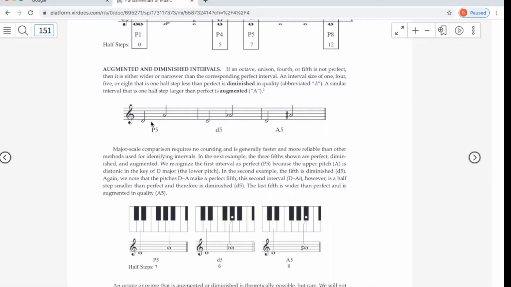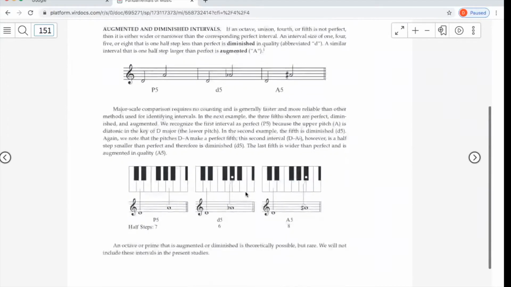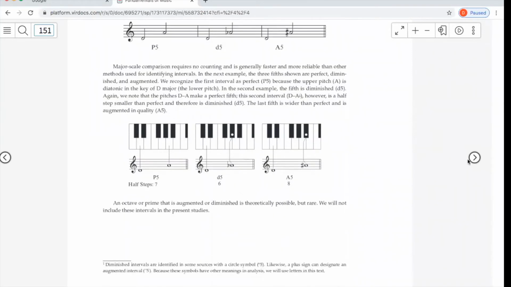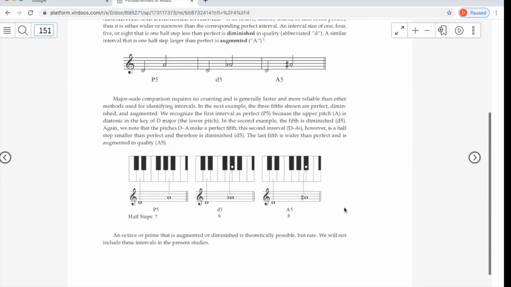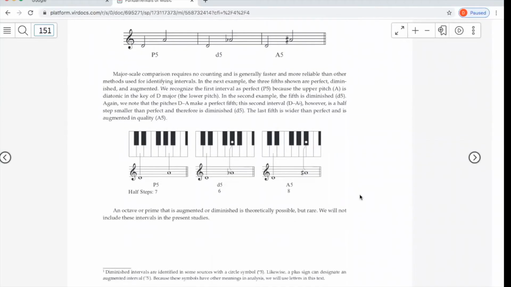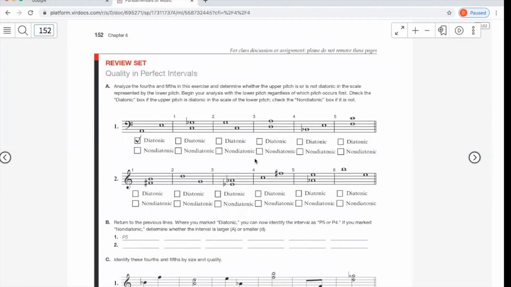So here's an example of a perfect fifth, 7 half steps apart. A is the fifth note of the D scale. This is diminished fifth because it's a half step too close together. And this is augmented fifth because it is a half step too big. Now, can you have an augmented octave or unisons or diminished? You can, but we're not going to go into that. There are some esoteric theoretical things, no pun intended, that we don't have to really dig into. So don't worry about those possibilities.